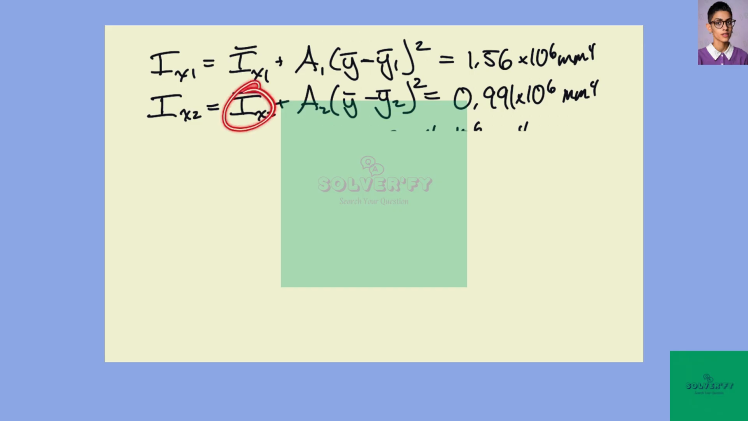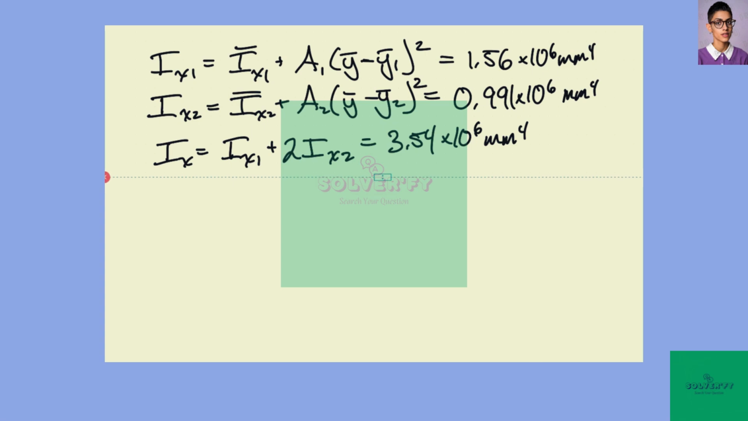Okay, so we have all these values, and we can get the total area moment about the centroidal axis by adding these things up and remembering that we have two of these. So we get 3.54 times 10 to the 6 millimeters to the 4th.